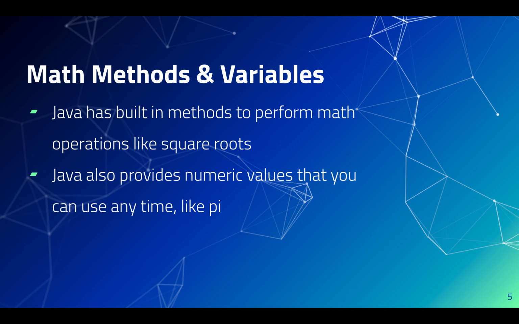So Java also provides built-in methods so you can perform more complicated math operations like square roots and finding the minimum of two numbers and rounding up or down. It also provides certain numeric values that you can use like pi. Pi is an infinitely long number and it will be very difficult to remember or type this in your program. So if you wanted to use it, Java allows you to automatically use it like a variable without having to manually create it.